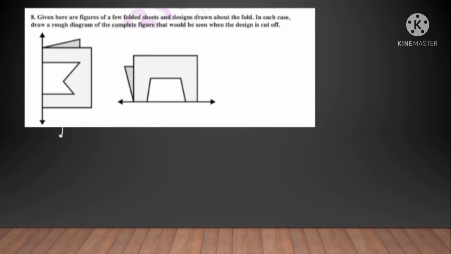Whenever we unfold this folded sheet, what is the complete figure which we will get? So for this diagram, let us see. If I just open the folded part, we will get the diagram like this.